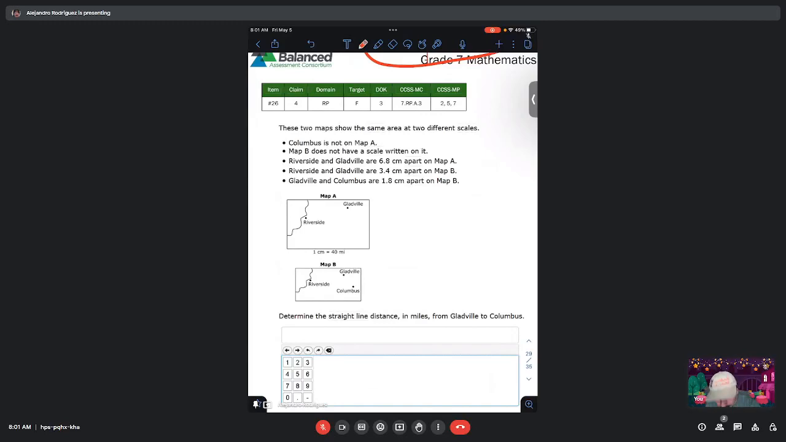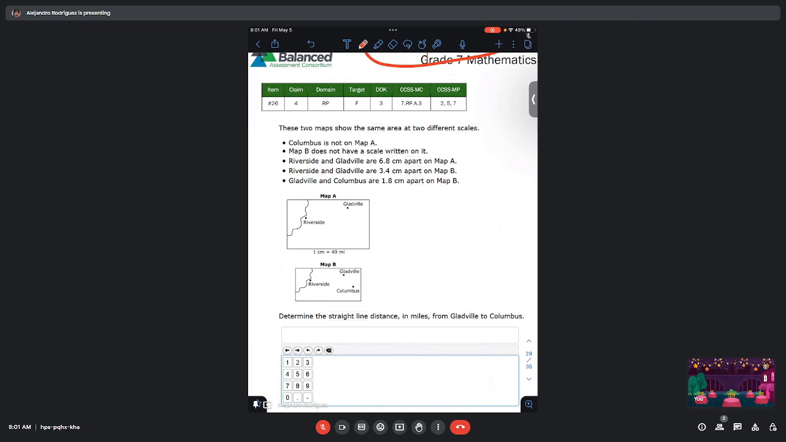All right, moving on to question number 26. It says these two maps show the same area at two different scales. Columbus is not on map A. Map B does not have a scale written on it. Riverside and Glendale are 6.8 centimeters apart in map A.